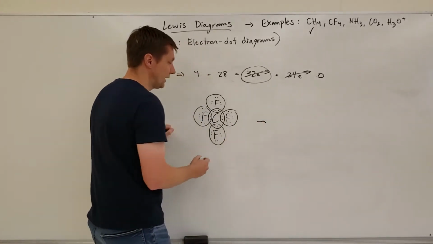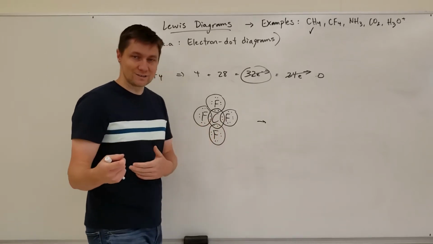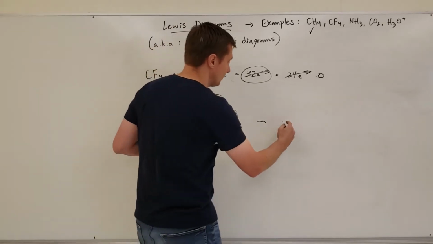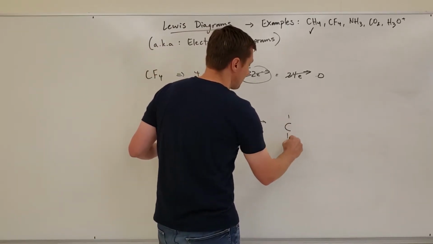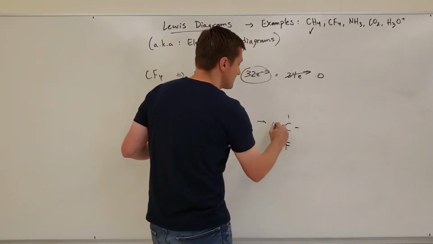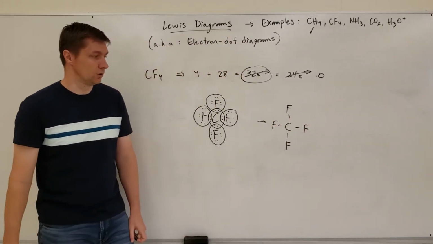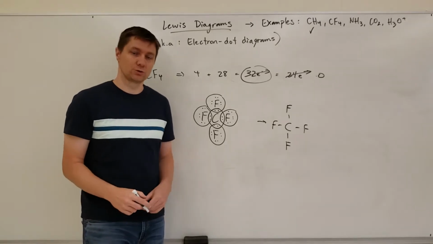Okay, so my structural diagram, again, I'm going to have 1 stick for every 2 electrons that are used in bonding here. And so my carbon tetrafluoride molecule would look like that for its structural diagram.